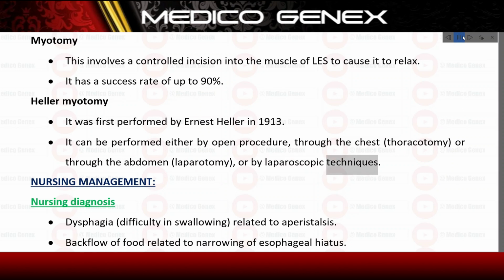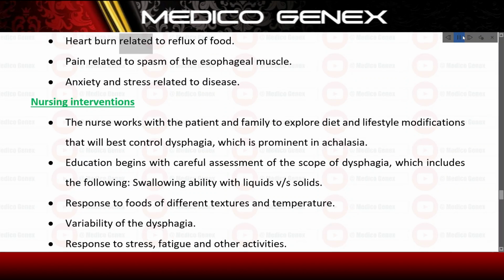Nursing management. Nursing diagnosis. Dysphagia, difficulty in swallowing, related to aperistalsis. Backflow of food related to narrowing of esophageal hiatus. Heartburn related to reflux of food. Pain related to spasm of the esophageal muscle. Anxiety and stress related to disease.